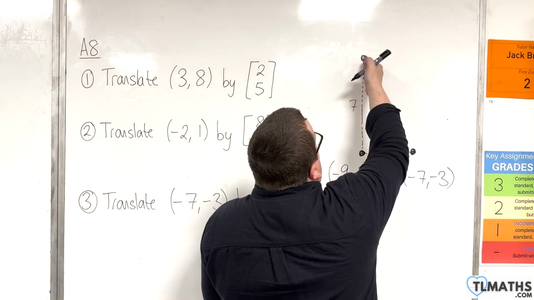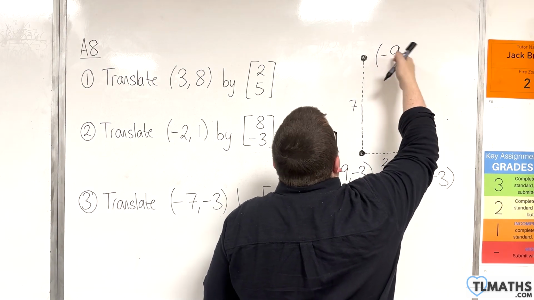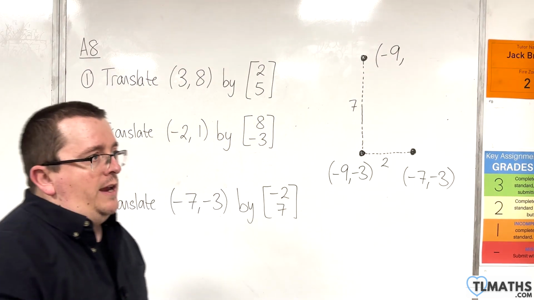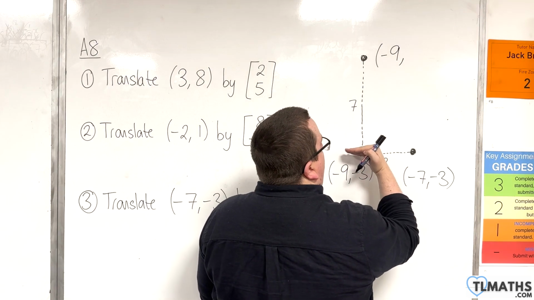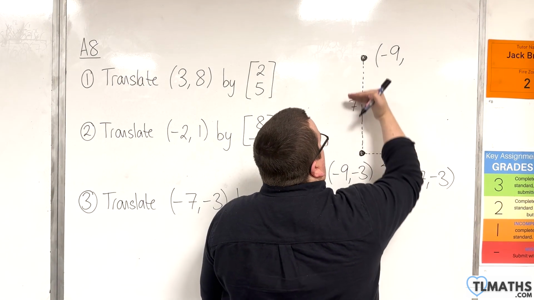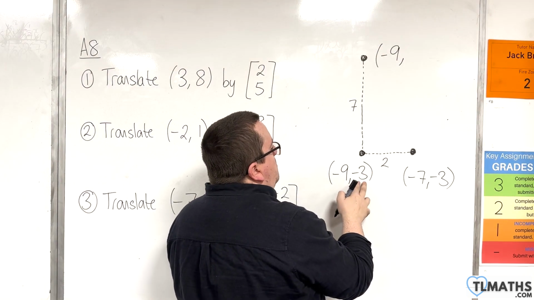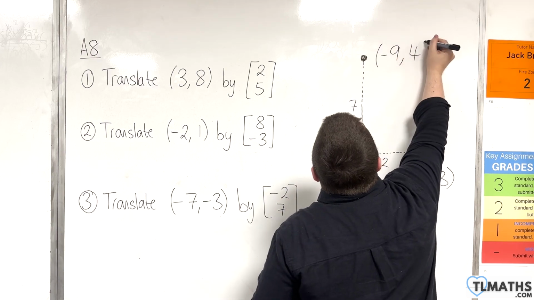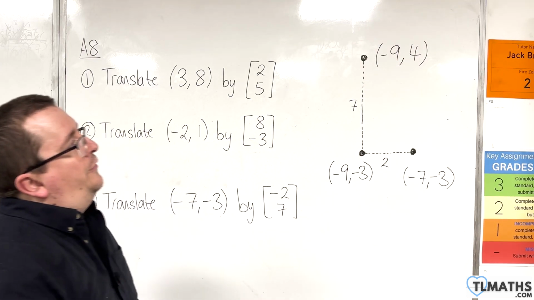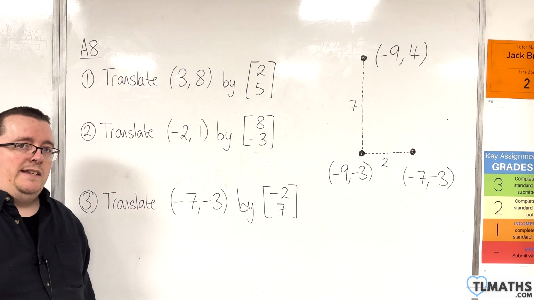Now I'm going to move vertically upwards. So the x-coordinate will still be -9. That won't have changed. But I've gone from y equals -3 and I'm adding 7. So I'm moving it 7 units up. So I'm going from -3 plus 7, which will get me to 4. And so (-9, 4) are the new coordinates of my point after I've translated it by that vector.